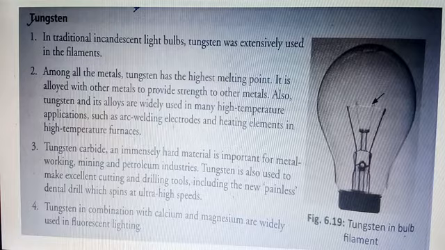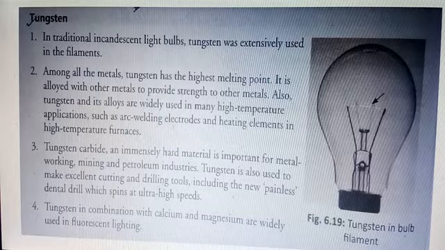So that means tungsten is used in filament bulbs also. Among all the metals, tungsten has the highest melting point. That is why it was used by Thomas Alva Edison for making the filament of the bulb, because its melting point is highest. It melts at a very, very high temperature, which is not possible in ordinary conditions. That's why it was used.